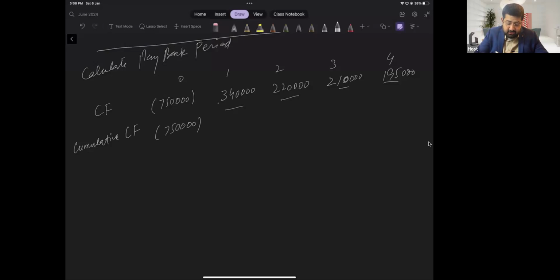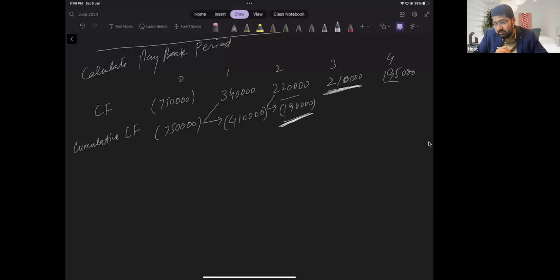Next year, 340,000 recovered. What is remaining? How much remaining? 410,000 negative. So out of 750, 340 recovered. Then out of this, 220 recovered. How much remaining? 190 negative.